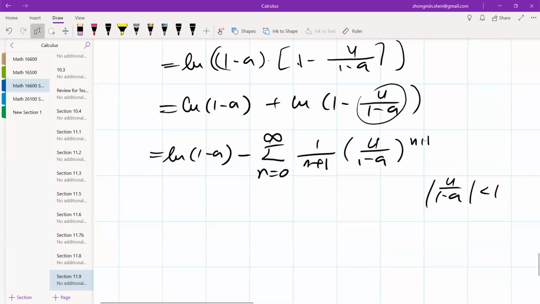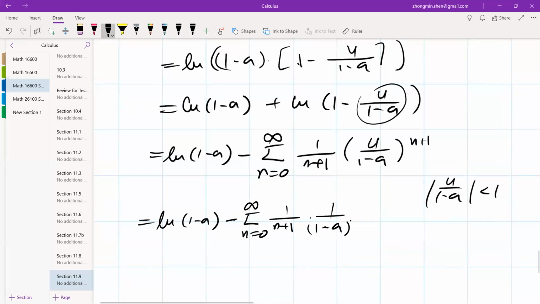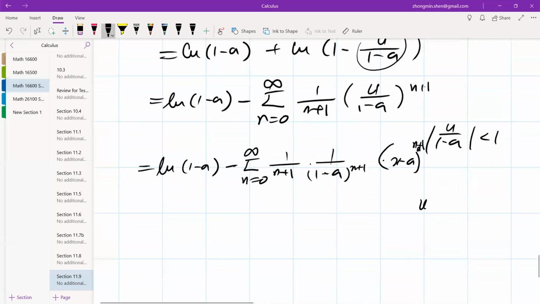So let's rewrite this again. It's natural log 1 minus a, and I'm going to take 1 minus a out, so u over 1 minus a is x minus a over 1 minus a to the power n plus 1. And this is true when absolute u is less than 1 minus a, and u is actually x minus a. So this is true when absolute x minus a is less than 1 minus a. This is my r, as I already showed you. All right, so we find the power series representation for the function at any arbitrary point.